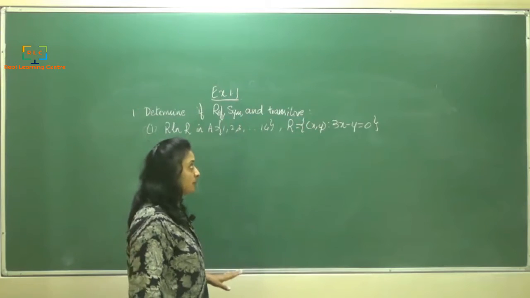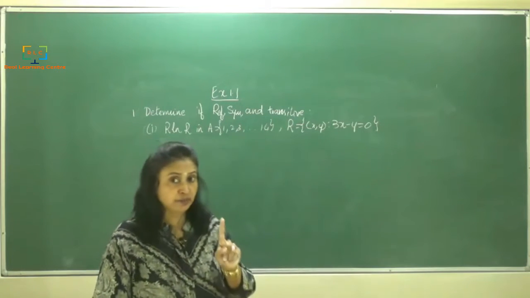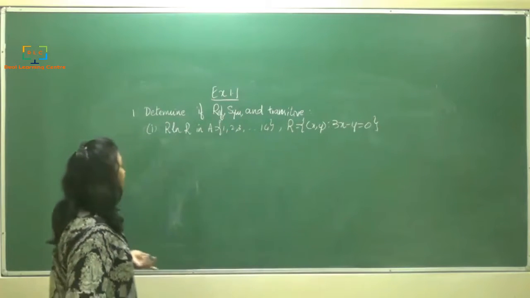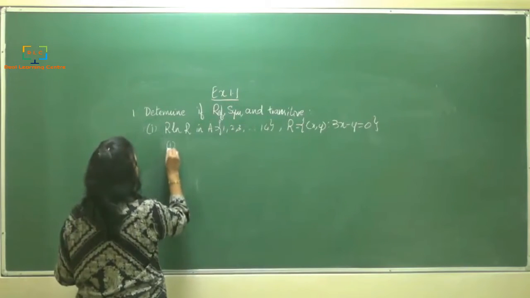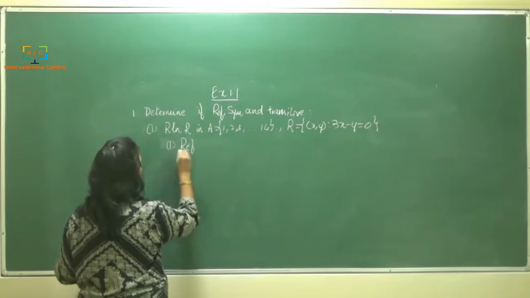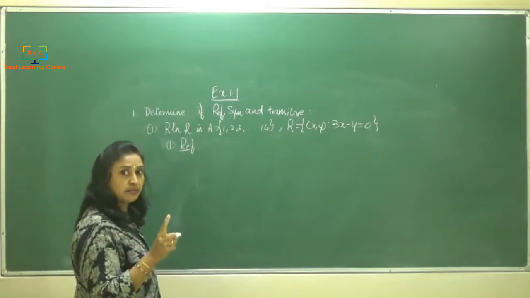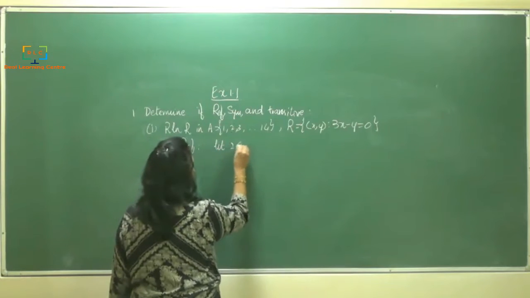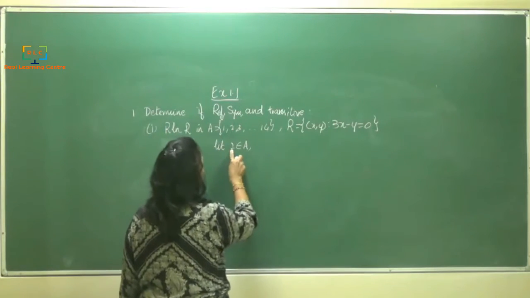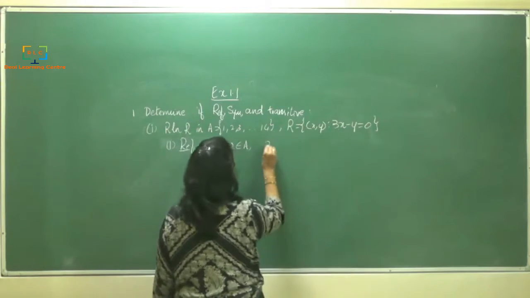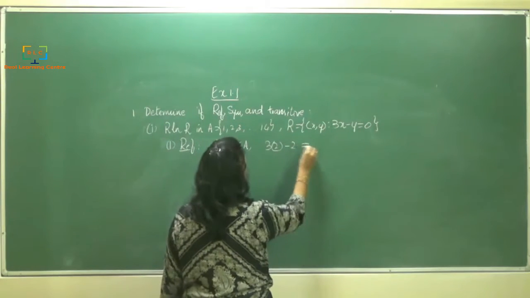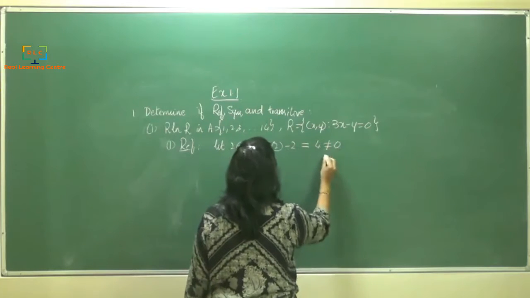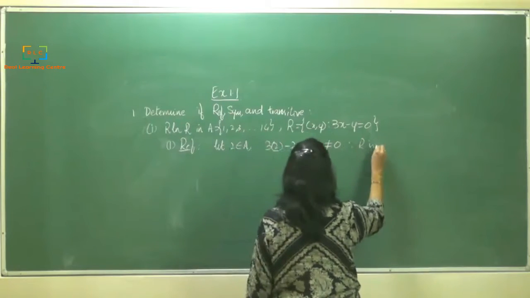Whenever they give you polynomials, it will neither be reflexive, nor symmetric, nor transitive. So how is it possible? I'll go for the first one, reflexive. I should be choosing only one element, is it not? So I'll choose some 2. Let 2 belong to the set A. I'll repeat the same number in this relation. So 3 into 2 minus 2, that is 6 minus 2, equal to 4, not equal to 0. Therefore, R is not reflexive.